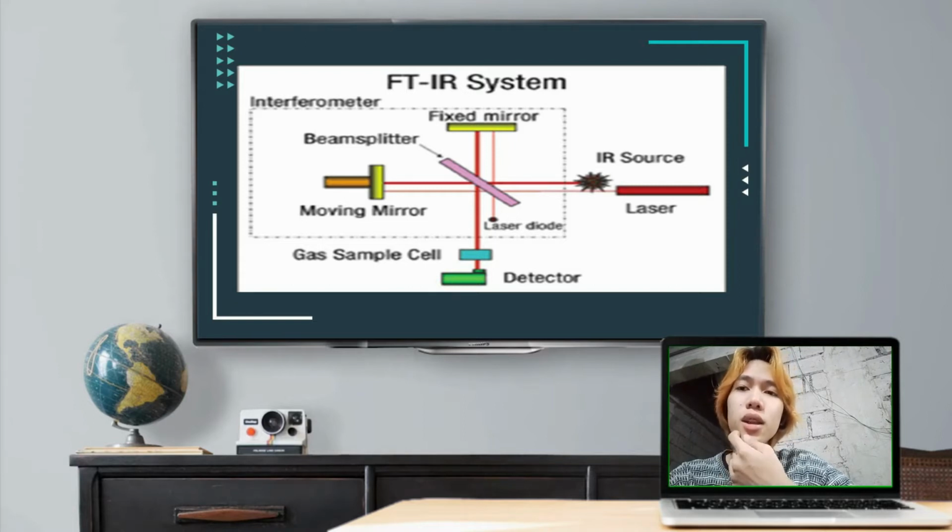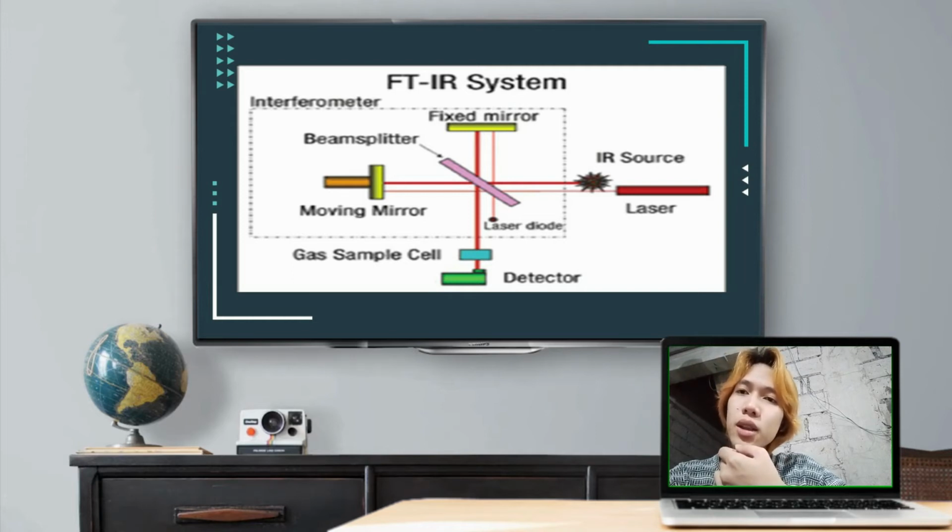The second one is the laser reference. It is overlaid to provide a benchmark to the instrument. Typically, the spectrometer is adjusted and calibrated. The third one is the beam splitter. It creates two beams of approximately the same intensity.